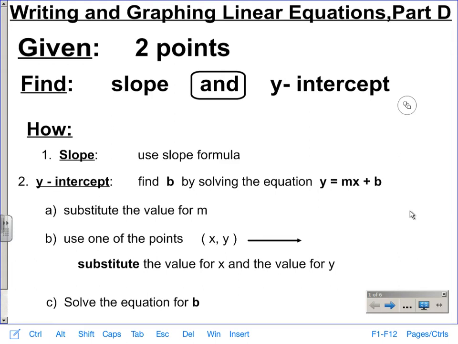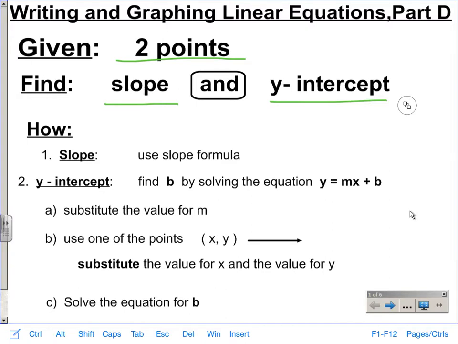Hi guys, and welcome to the last section in 5.7, and we're going to be writing and graphing linear equations given 2 points. And the way we're going to do this is we're going to follow these steps, and we have to find the slope and the y-intercept.